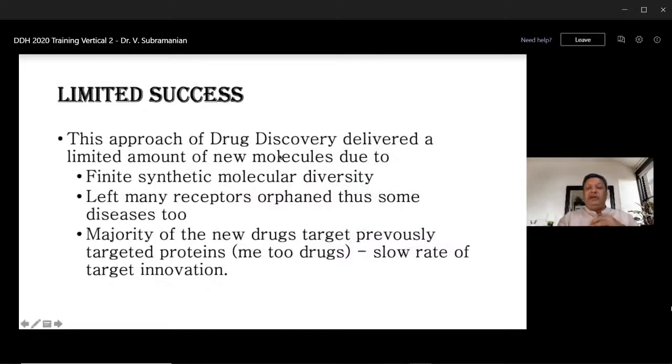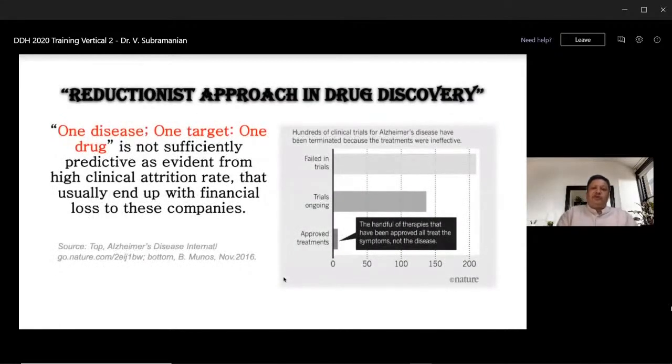So this approach of drug discovery delivered a limited amount of new molecules. This is a limitation of this process. Finite synthetic molecular diversity was there. As the chemists were at the peak, they synthesized a number of compounds, but there's a limit to how much chemical diversity there can be in synthesized molecules. So this diversity was finite. Because of that, you did not have many new drugs. The majority of the new drugs previously targeted proteins. That was another issue, so there were more Me Too type of drugs, and a slow rate of target innovation. So this was the reductionist approach, and it was not very successful. As you can see here, one disease, one target, and one drug is not sufficiently predictive, as evident from the high clinical attrition rate.